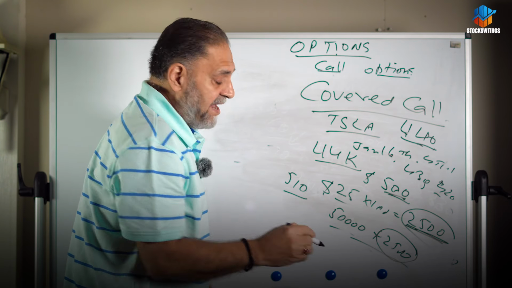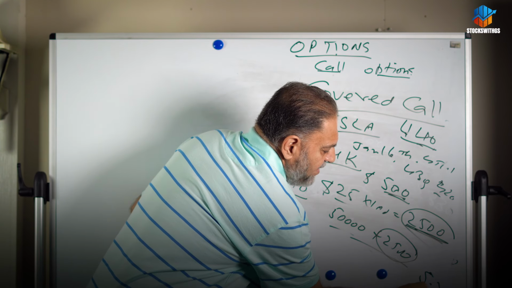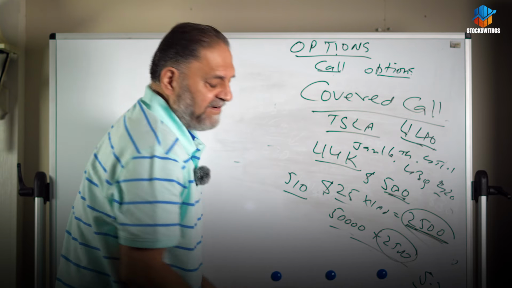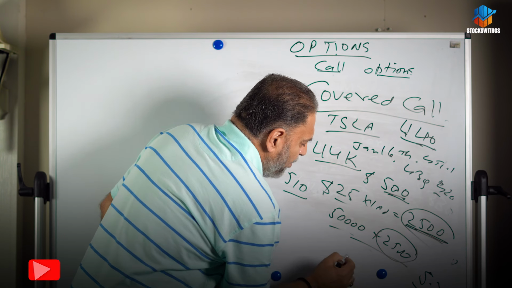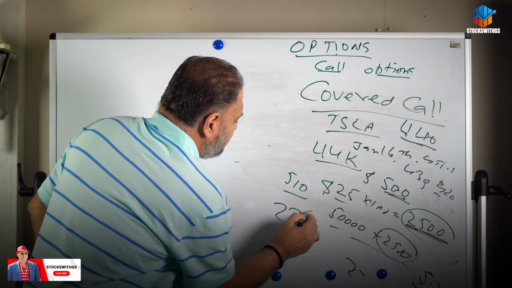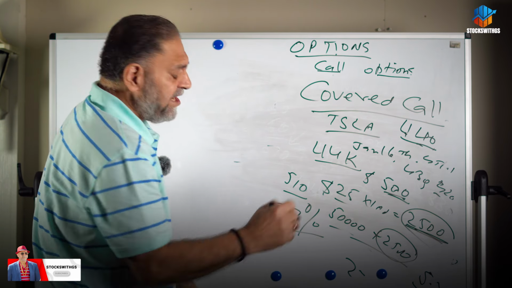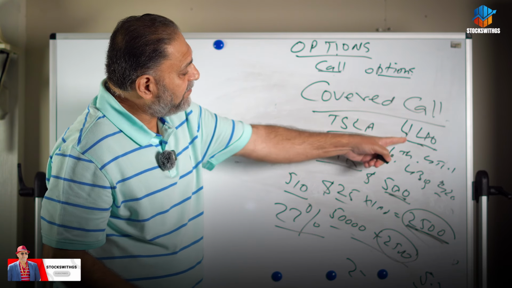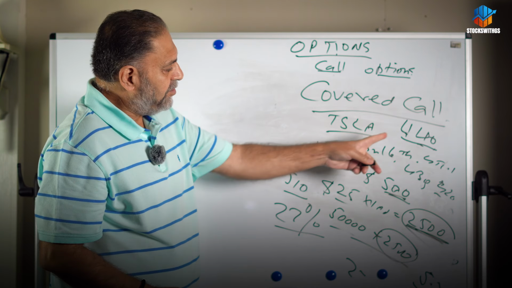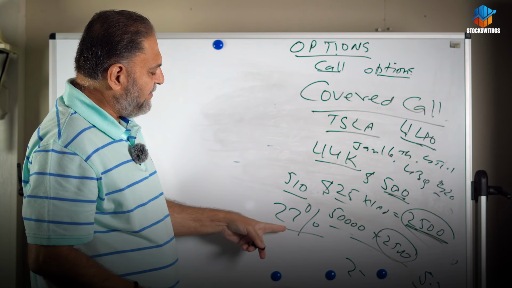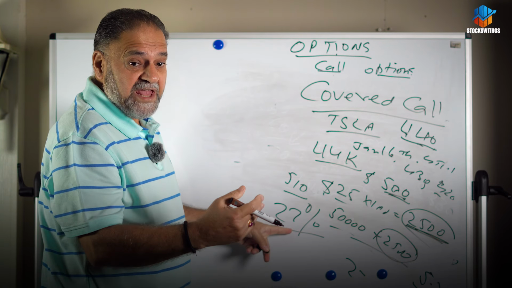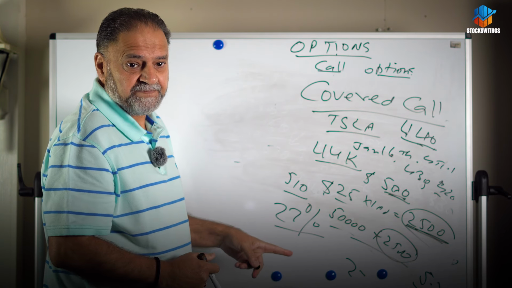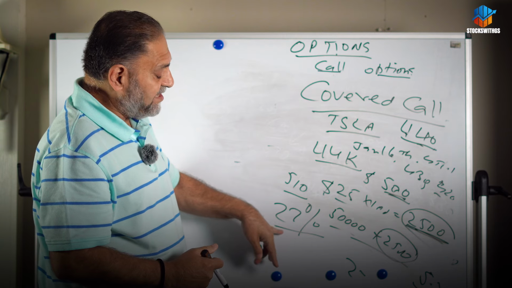And that is, gentlemen, 5.7% return for 2.5 months. That comes out to be approximately 27% return on your investment of 44,000. You make an investment of 44,000, you can make 27% return excluding the capital appreciation. This is without doing anything.